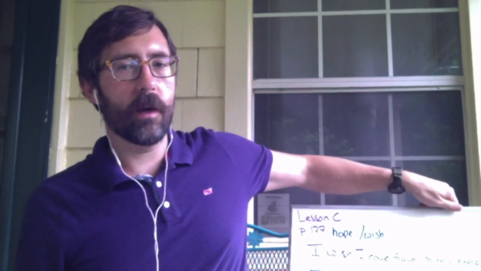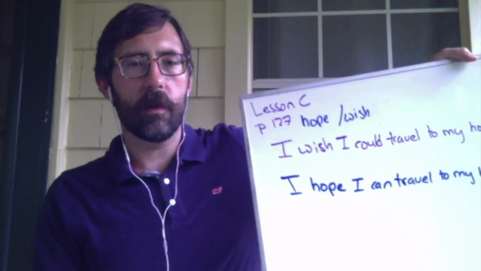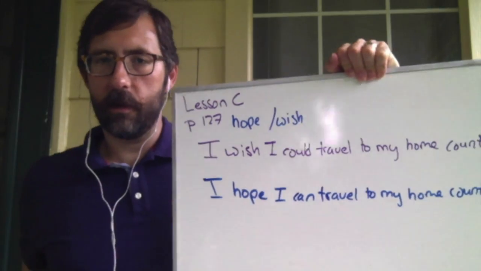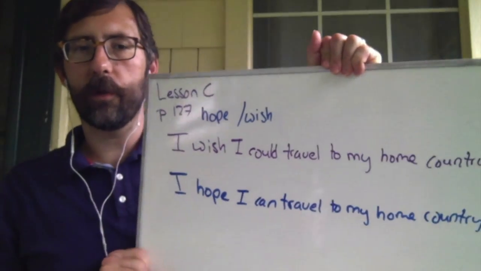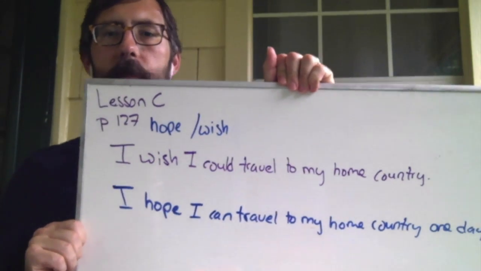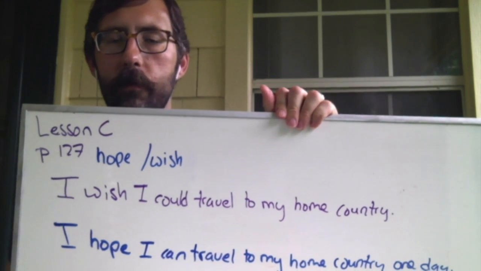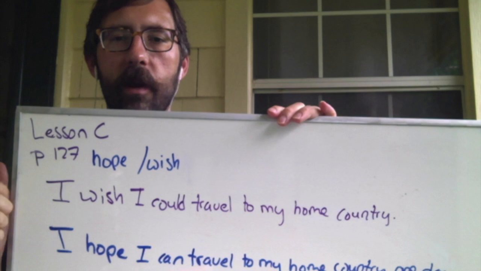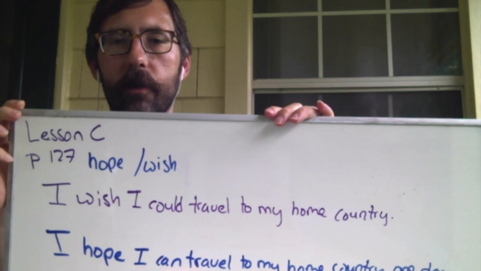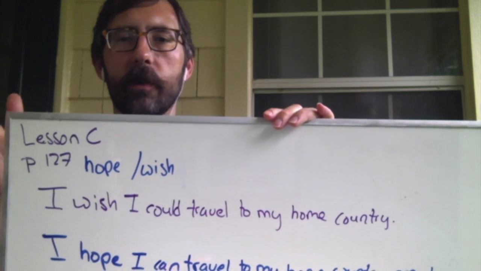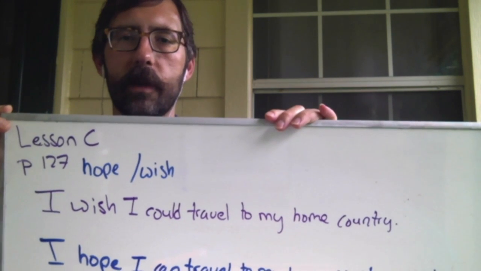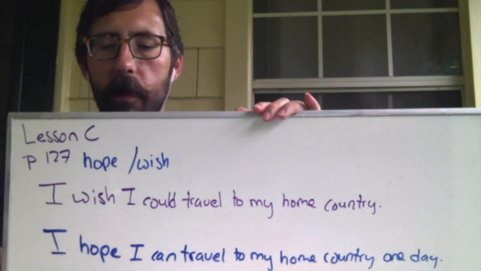that is not possible. Yesterday, I mentioned in passing reviewing a little bit these two sentences, and I thought this would be a good way to review. The first example is, I wish I could travel to my home country. And as I was saying, for many of you, this is not possible because civil war is still happening in your country.